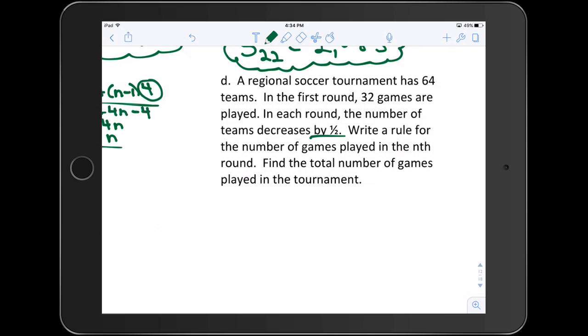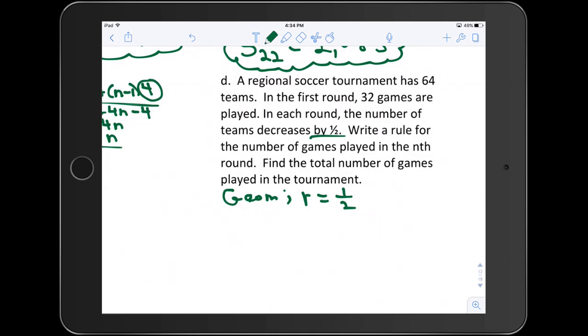So let's say what we know here. We know it's a geometric sequence. We know the common ratio, not n, r is equal to 1/2. And we need to know, again, how many terms. We can do this one like I showed you in letter C.